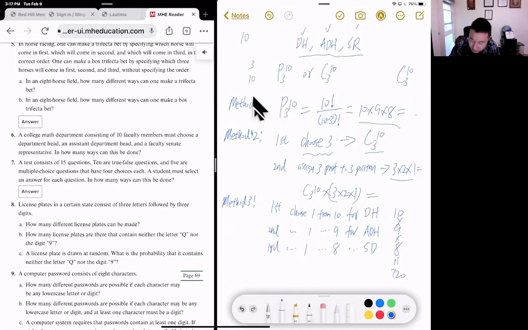So you could use any one of these 3 methods, depending on how you analyze this experiment: using permutation, or thinking about the 3 steps, or thinking about 2 steps, where one is combination and the other is choosing 3 for the remaining 3 positions. You will all get the same answer.